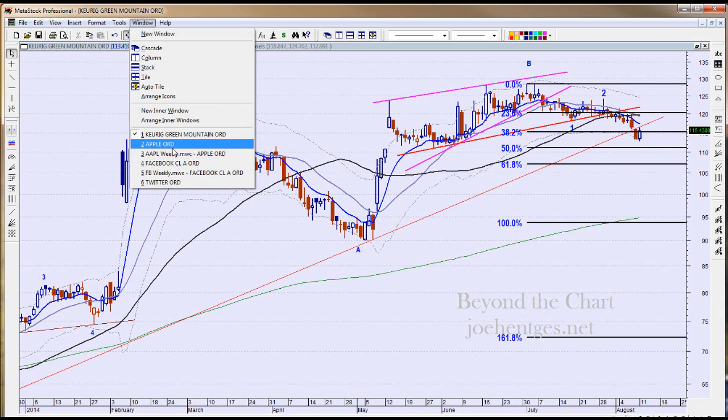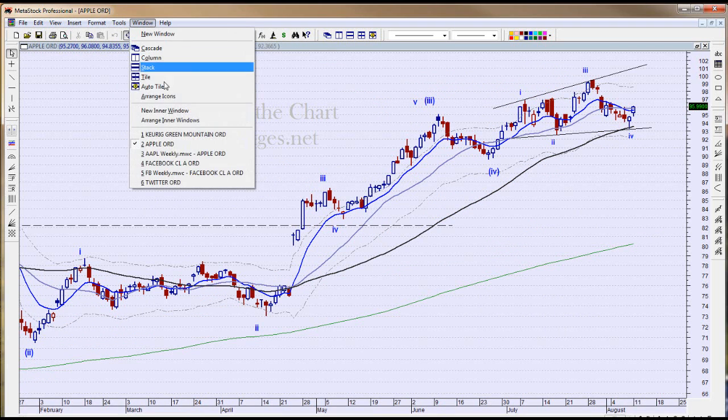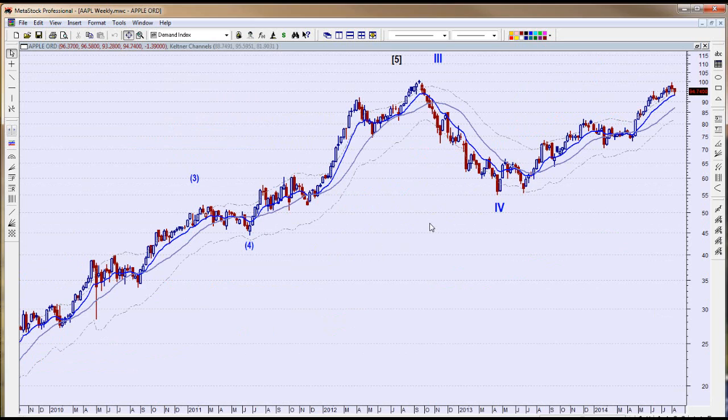Okay, the next one we're going to take a look at is Apple. This is Apple on the daily chart. Let's flash back to Apple on the weekly chart. And again, it's been several weeks since we talked. My only concern here, I do think this is impulse wave 4, a cycle wave 4 pulling back.